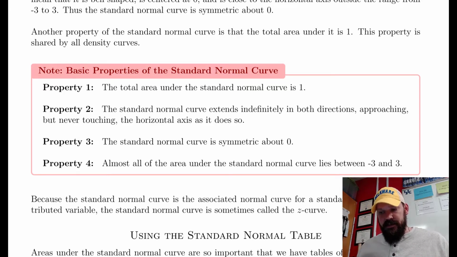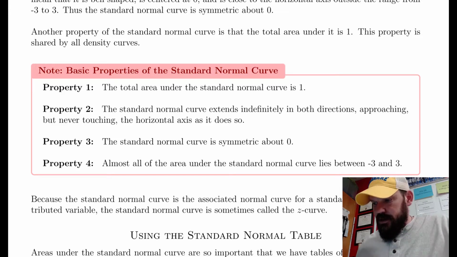That leads me to property 4 there: almost all the area under the standard normal curve lies between -3 and +3. And that's when we talk about the z values. Remember, we use the z value to standardize any variable. And then also property 3, which I skipped over. The standard normal curve is symmetric about the mean, which is always going to be 0. So mean is 0, standard deviation is 1. These are things that we should be familiar with.